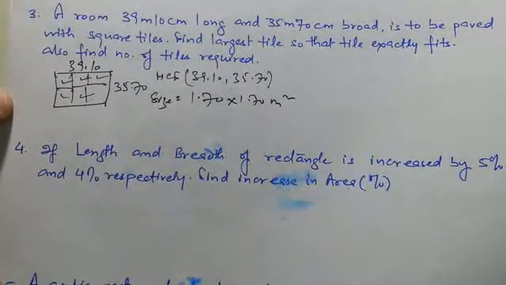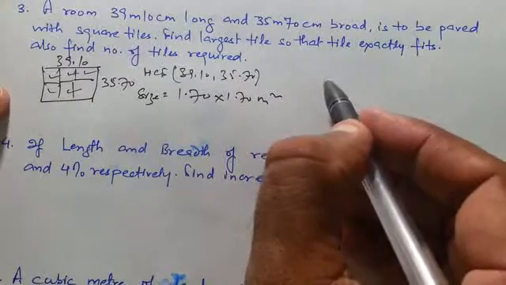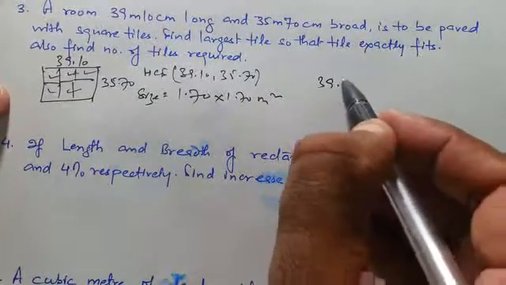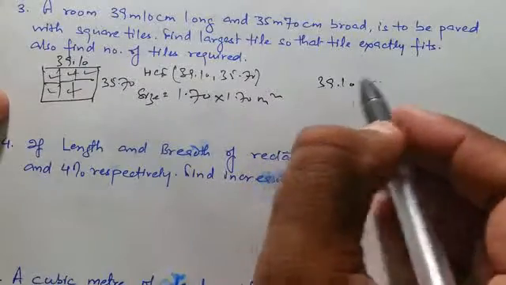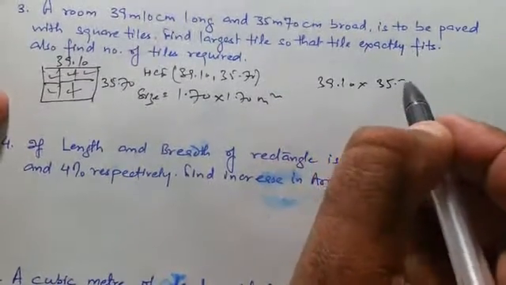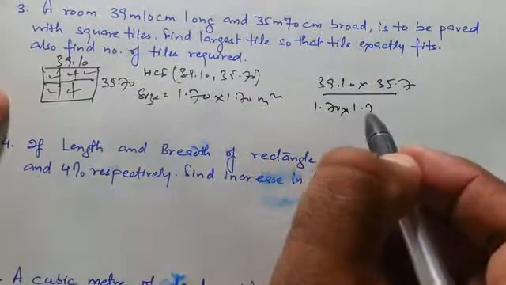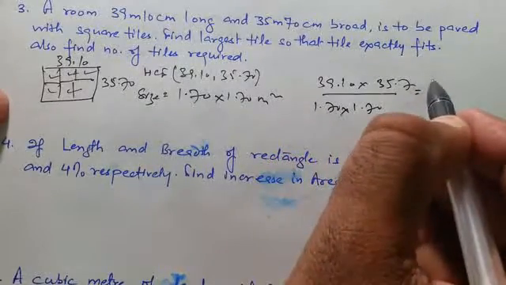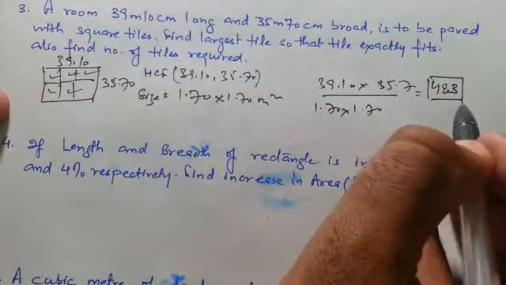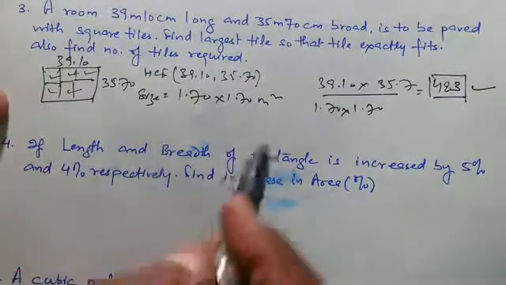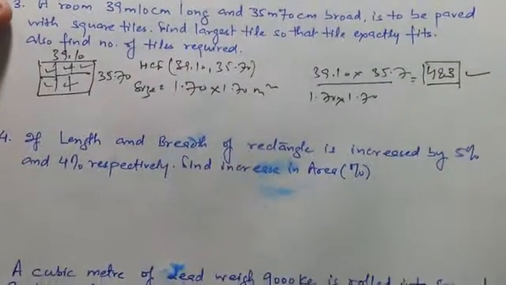Plus how many tiles are required? So the number of tiles required will be the area of the room, that is 39.1 into 35.7, upon the area of our tile, and that comes to be 483. Correct? So the number of tiles required is 483 and the size is 1.7 into 1.7 meters square. Now let us see the next question.